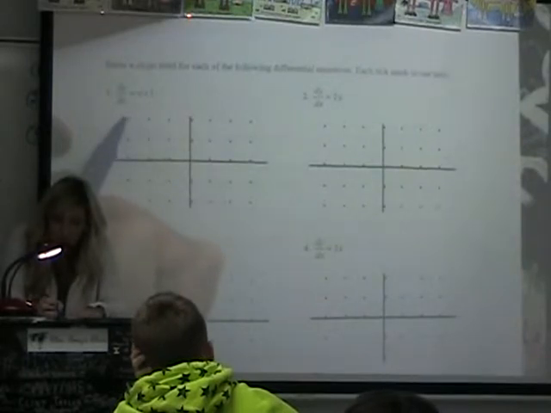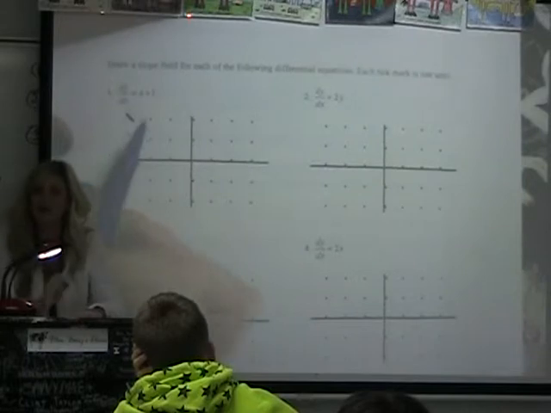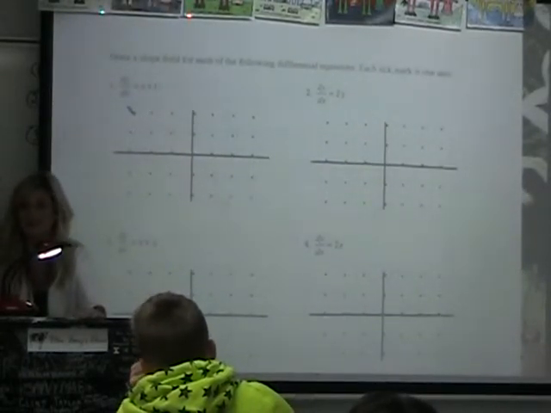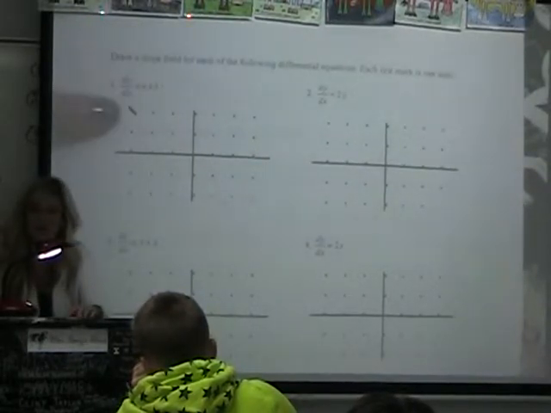So do that with me right now. -2 is just going to be a little bit steeper than -1. Eyeball it. It doesn't have to be perfect. It does have to be in the negative direction. But try to eyeball what you think a -2 slope would look like. And just a little tiny line segment through that point.